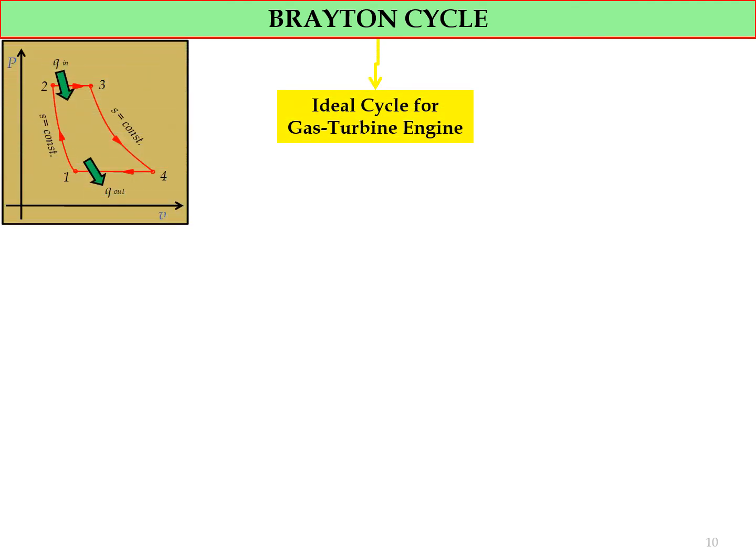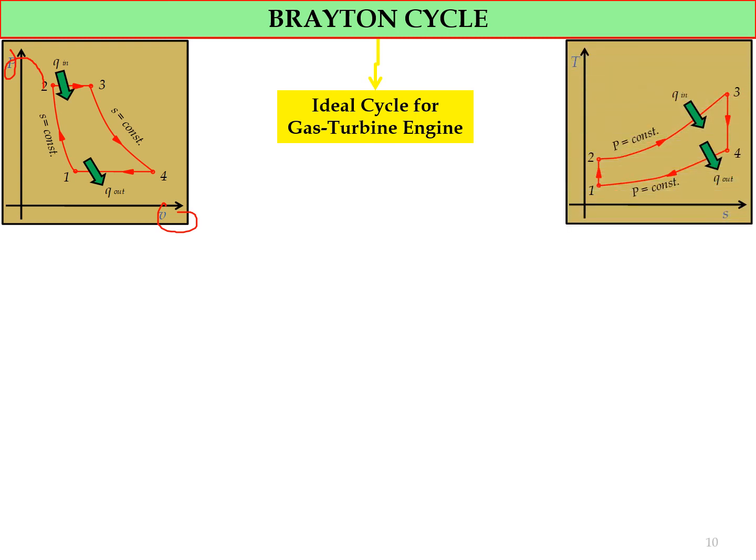Brayton cycle. Now we look into the Brayton cycle. So we use the ideal cycle for the gas turbine engine, as you can see, based on the standard assumptions and so on and so forth. So this is the PV diagram of the gas Brayton cycle. In the PV diagram, we have two isentropic processes, process 1 to 2 and process 3 to 4.